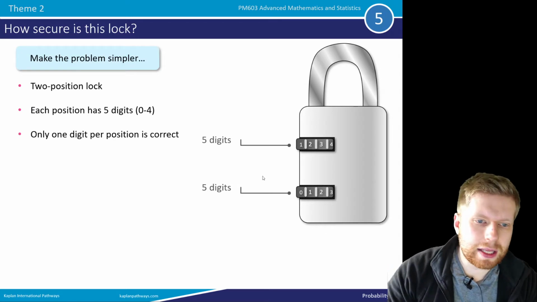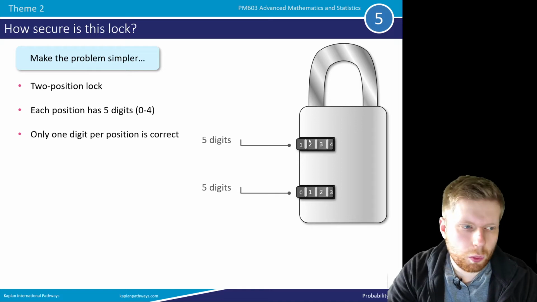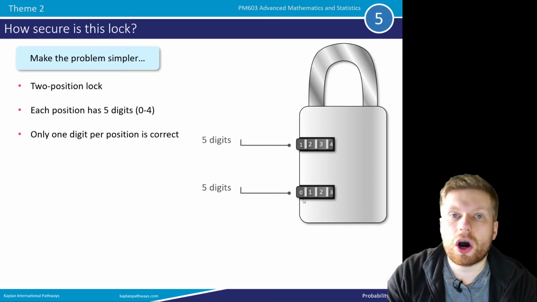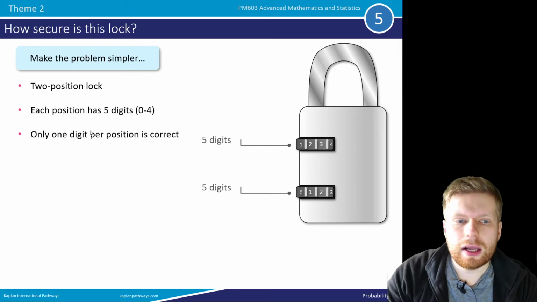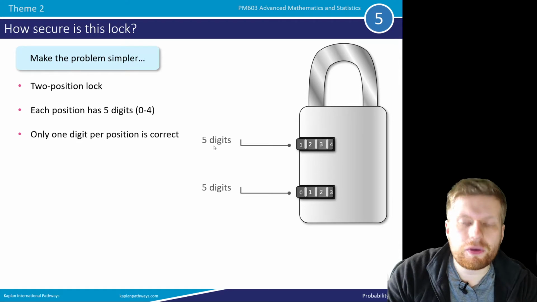So let's actually just look at a slightly different type of lock. Same kind of principle. So you've got wheels, and only one digit in each of the positions is correct, and that will open the lock. But this time it's only 2 wheels, and on each wheel you only have 5 digits.